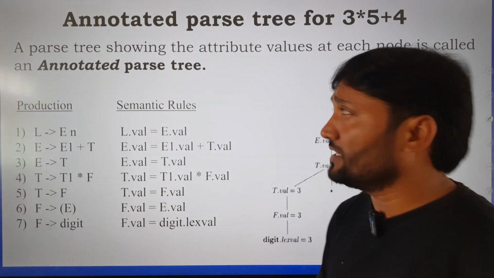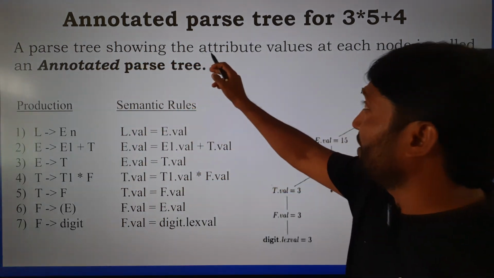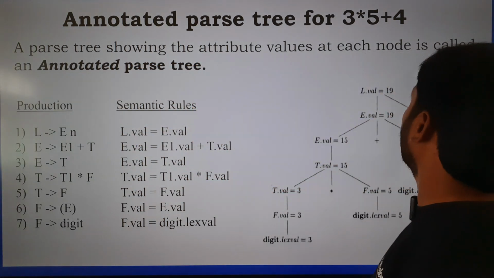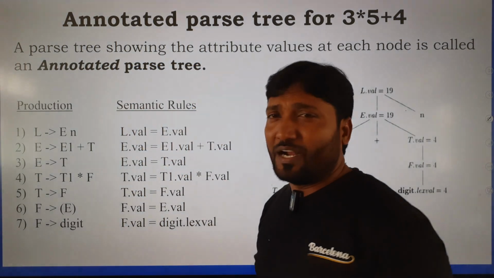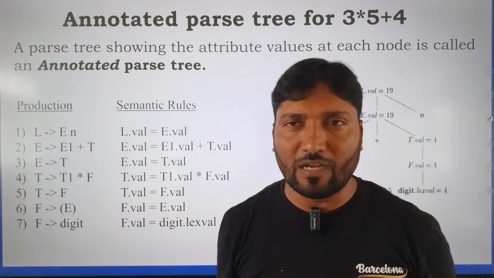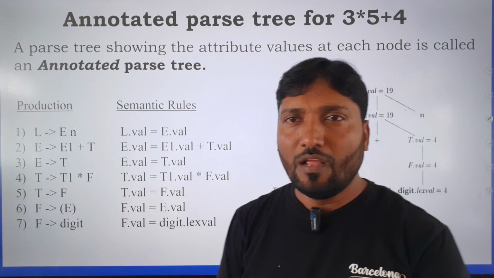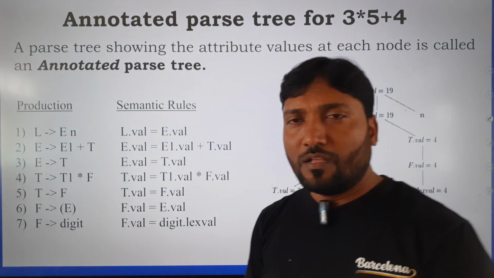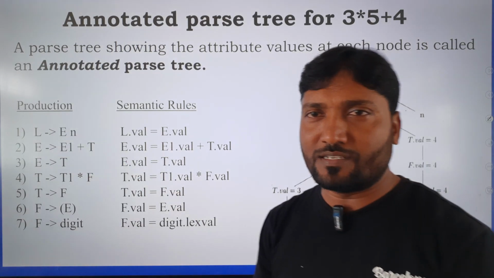What is the annotated parse tree? Okay, a parse tree showing the attribute values at each and every node is called an annotated parse tree. If you construct a parse tree with the help of attribute values for each and every symbol in the given set of productions, that parse tree becomes an annotated parse tree.